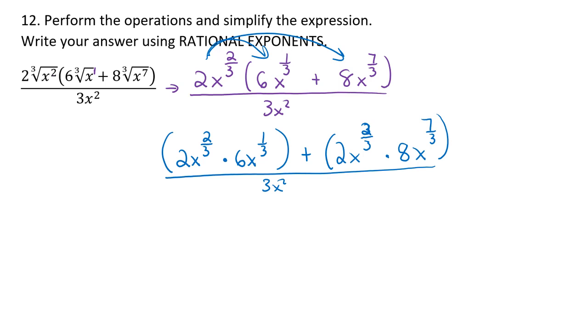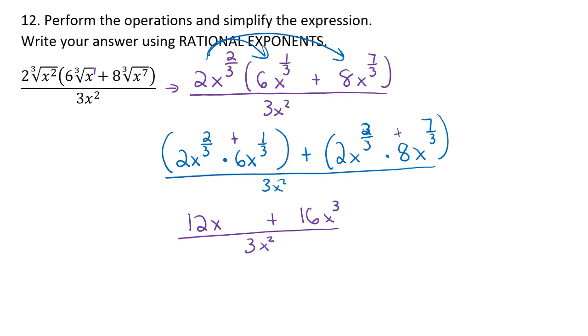Okay, 2 times 6 is 12. 2/3 plus 1/3 is 3/3. And then 2 times 8 is 16. And then we're going to add, so 9 over 3. And then we can simplify those fractions. So 3 over 3 is really just a 1. 9 divided by 3 is really 3.